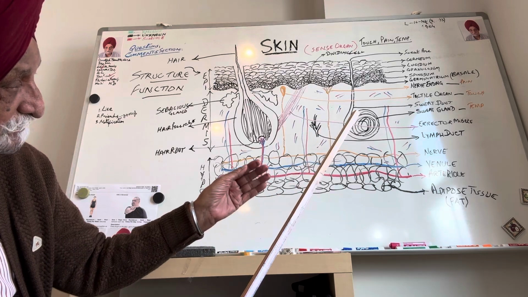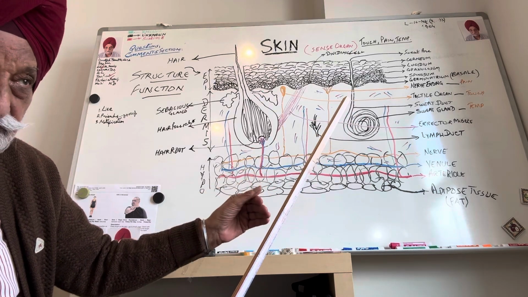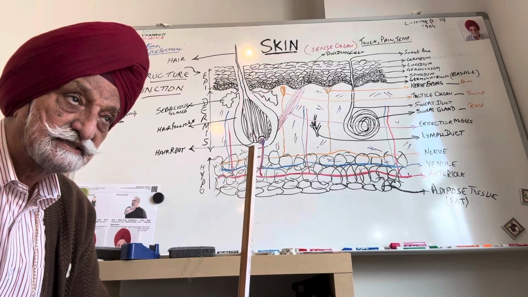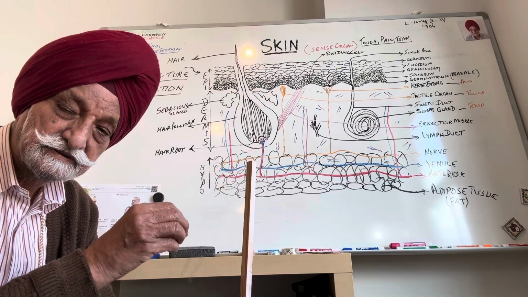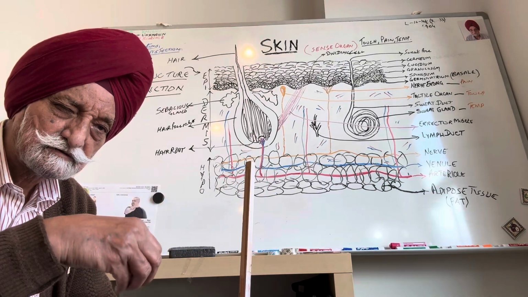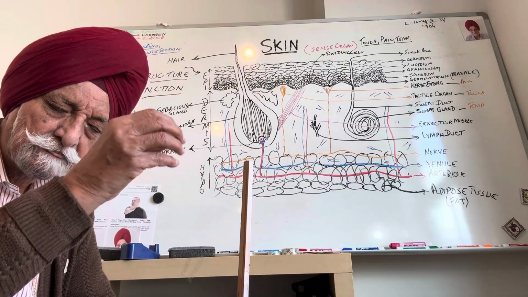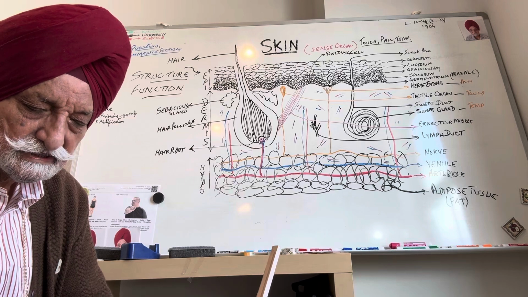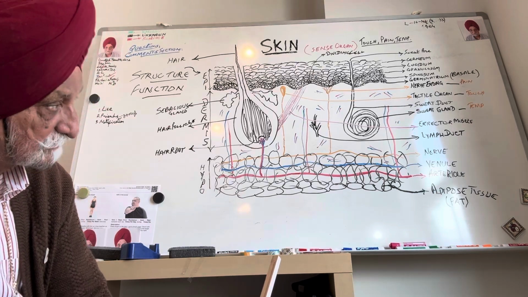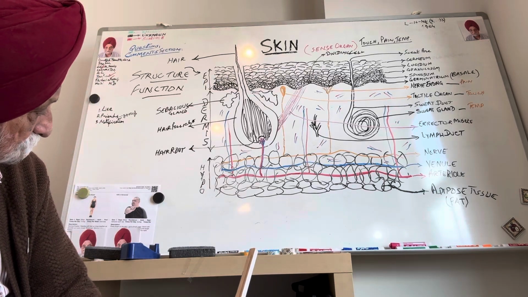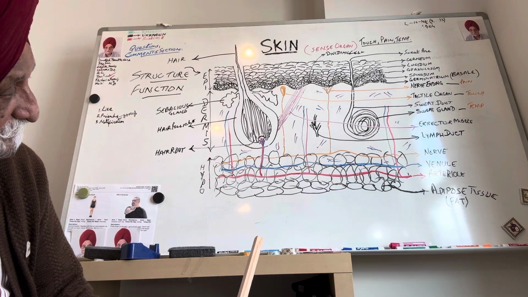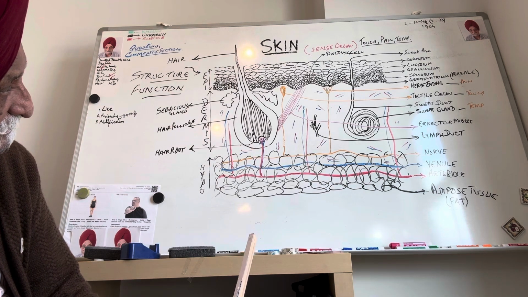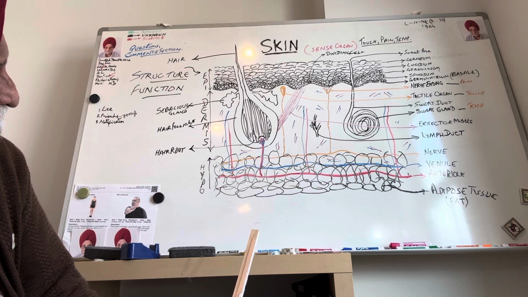The idea is to make you understand that the impulses which are perceived by these nerves are transported to the brain, and it is the brain which converts these electrical impulses into particular senses. This is how the skin acts as a sensory organ.